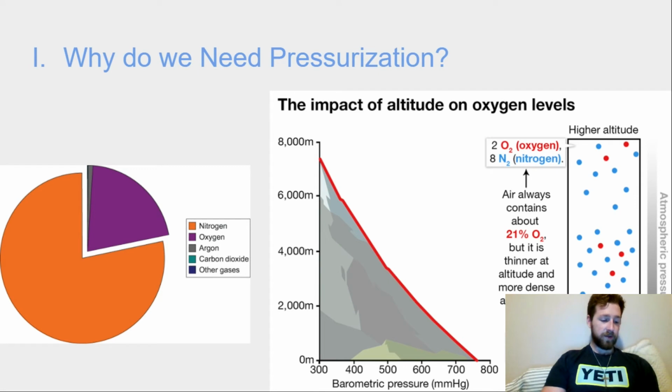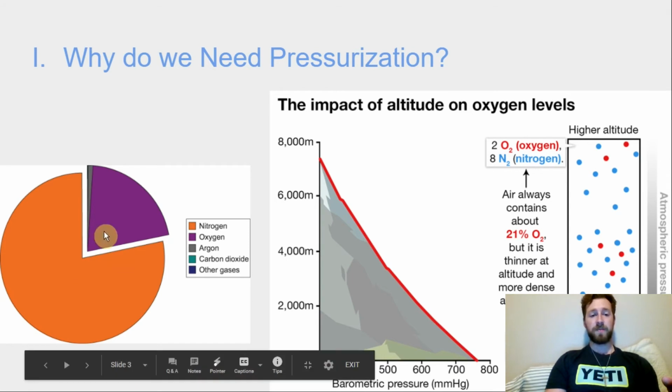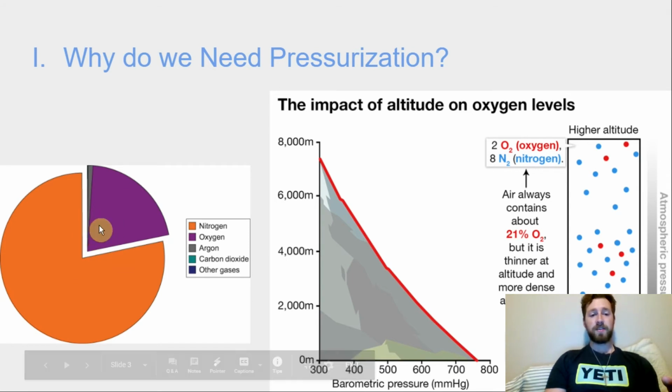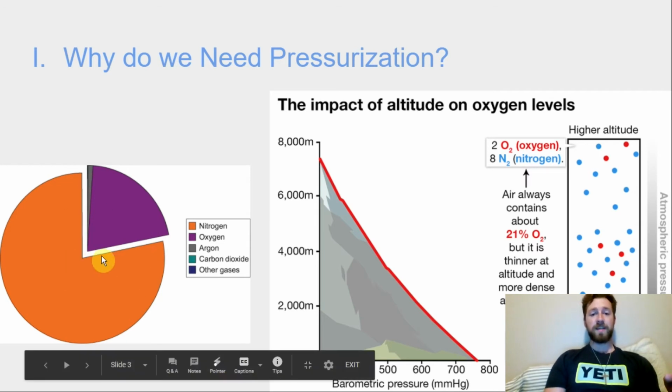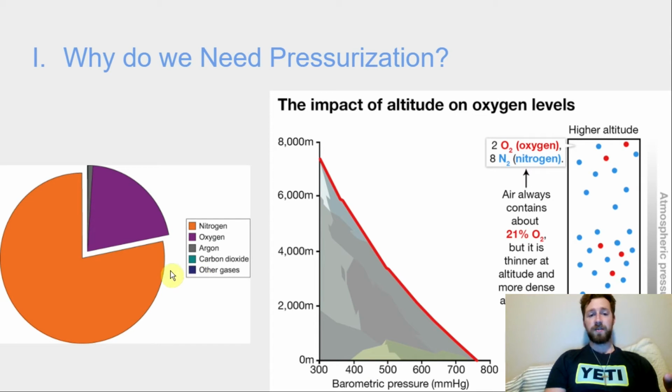All right, so first off, why do we need pressurization? Well, as we climb, atmospheric composition doesn't change. So if we look over here at the left side of the screen, we can see what the atmosphere is composed of. It's mostly nitrogen and then some other trace gases, and then oxygen is here in the purple. So this pie chart isn't going to change as we ascend in altitude, but the space between those oxygen molecules is going to get greater.